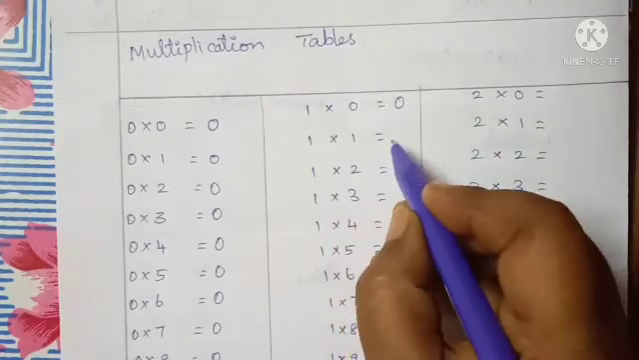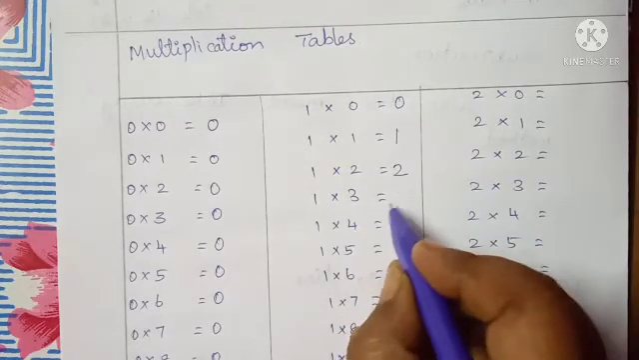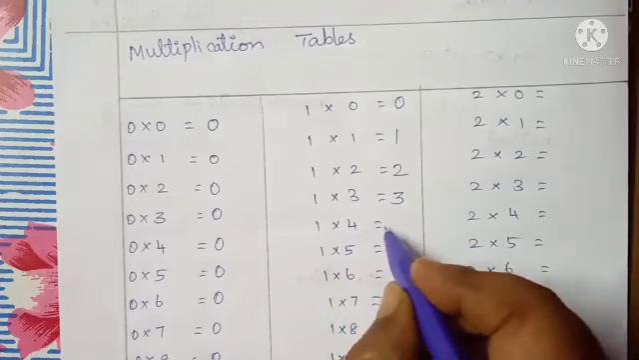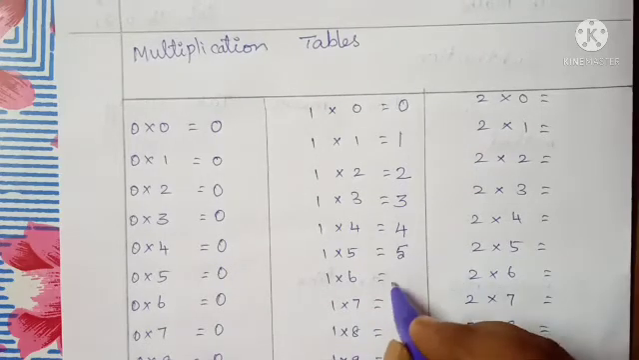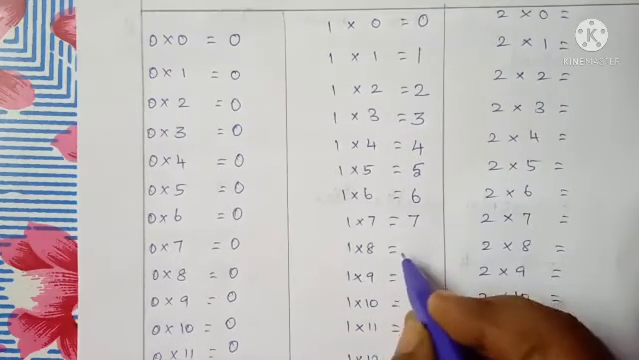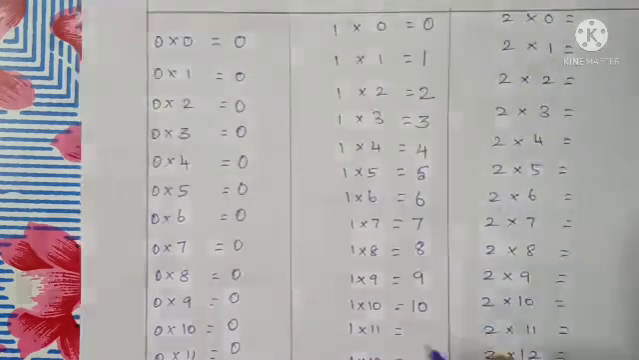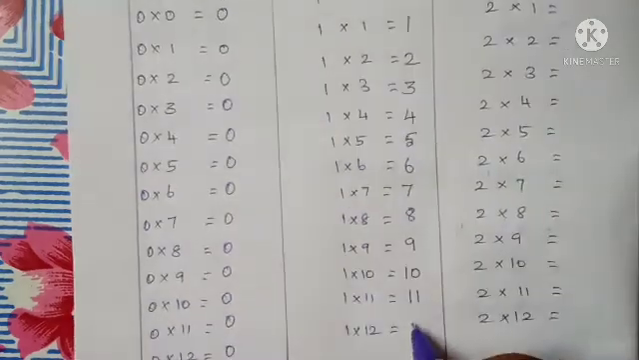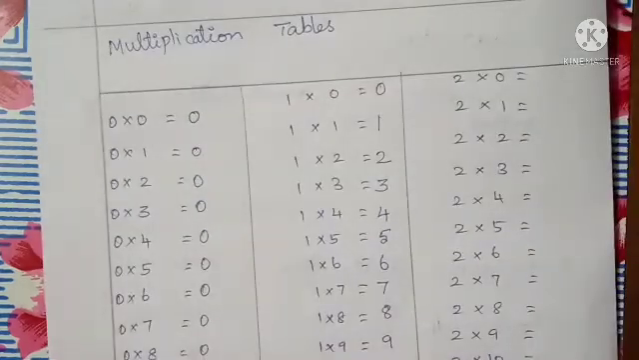1 ones are 1. 1 twos are 2. 1 threes are 3. 1 fours are 4. 1 fives are 5. 1 sixes are 6. 1 sevens are 7. 1 eights are 8. 1 nines are 9. 1 tens are 10. 1 elevens are 11. 1 twelves are 12. But the 0 table and 1 table are very easy, and easy to confuse. So learn carefully, children, this 0 table and 1 table.